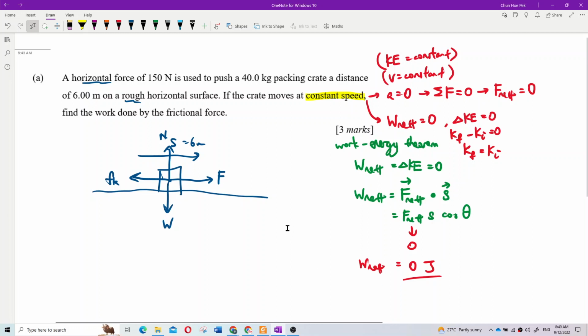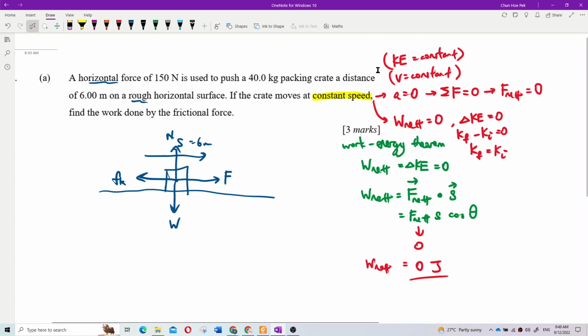Everything is here. So now, using all this knowledge, we try to solve the question. Work should be easy already if we know all this. So the question asks for work done by frictional force. Let me highlight first: work done by friction.